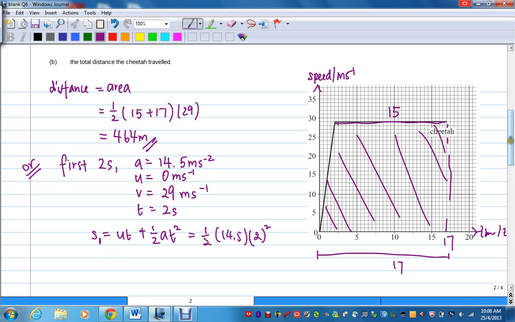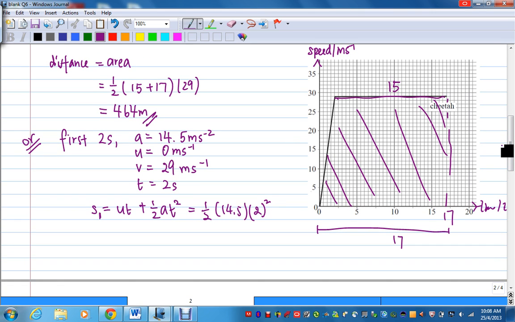Okay. Next, what about the next 15 seconds? For the next 15 seconds, I'm going to call this distance S2. What do we know? We know that the acceleration is 0 because u is the same as v, which is 29 meters per second. Okay, notice that I cannot combine the first 2 seconds and the next 15 seconds because the a are different. So if you combine these two, it will be wrong.